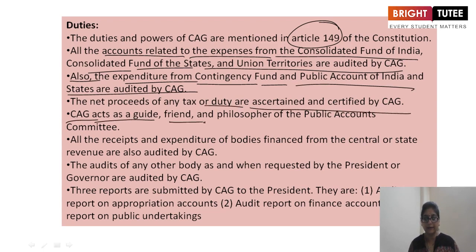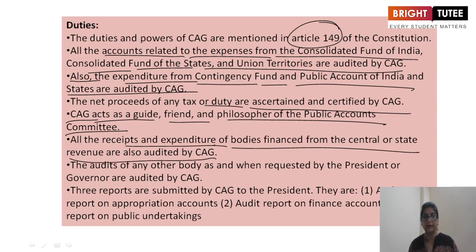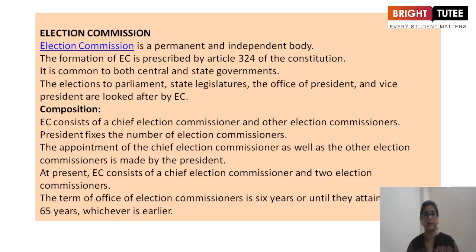CAG acts as a guide, friend and philosopher of the Public Accounts Committee. And all the receipts and expenditure of bodies financed from the central or state revenue are also audited by CAG. Now, if I talk about the three reports which are submitted by CAG to the President, they are the audit report on appropriation accounts, audit report on finance accounts and audit report on public undertakings.